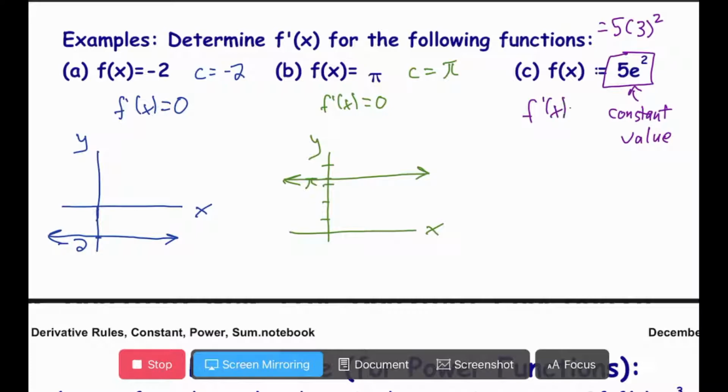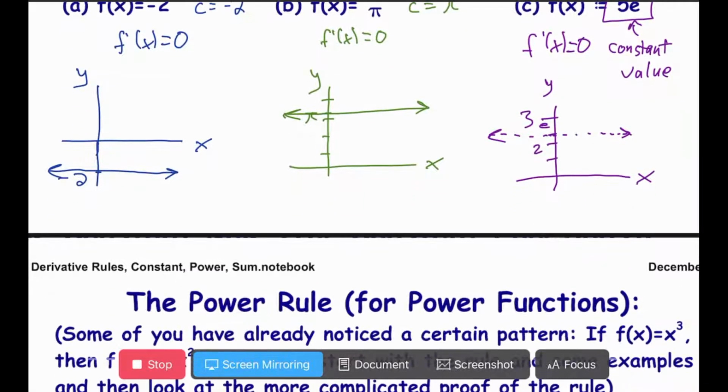So our derivative is going to equal 0, and if we were to sketch it really quick, x and y, 1, 2, 3. My value for e is in between. And so a horizontal line through y equals e, or 5e squared, or whatever our value is for our function here. And that's just going to be a flat line, horizontal everywhere. The derivative is 0 everywhere.